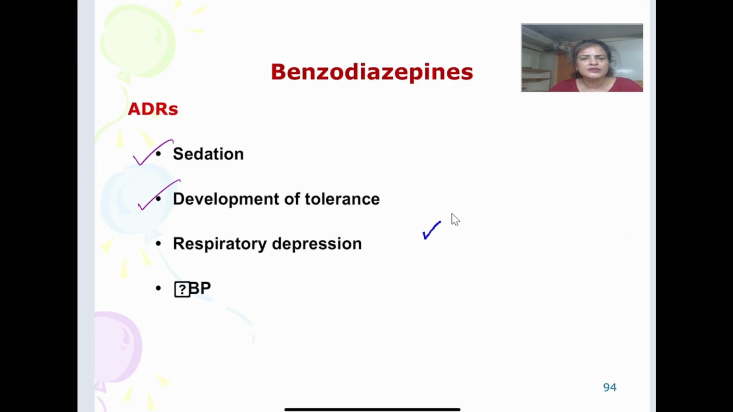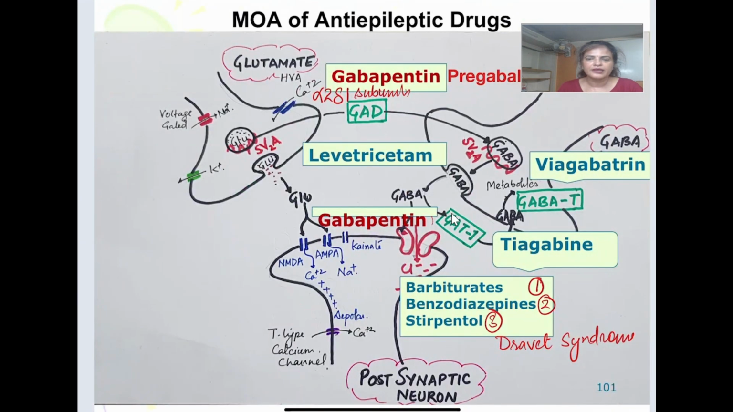Tolerance develops to the sedation. Then respiratory depression. Then its effect, it is going to decrease the blood pressure. Then the third drug in this group, which is going to facilitate the GABAergic neurotransmission.